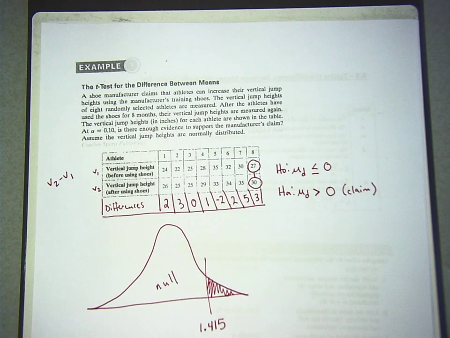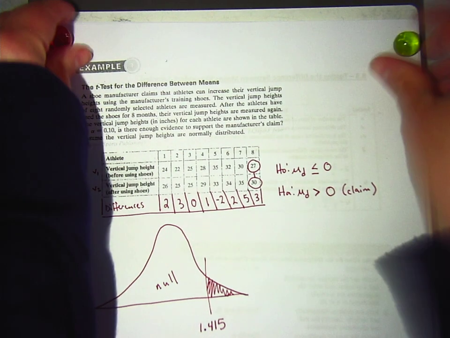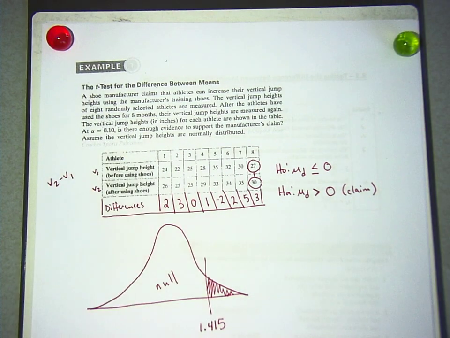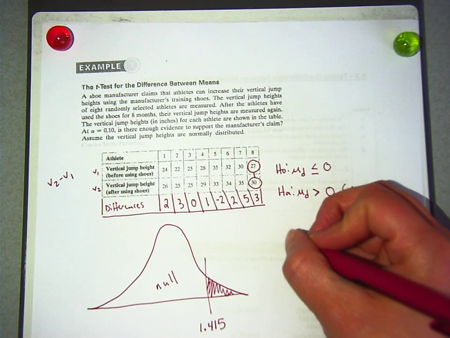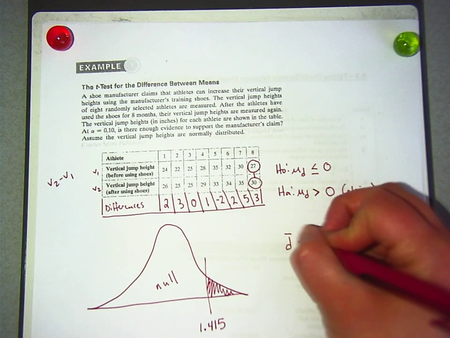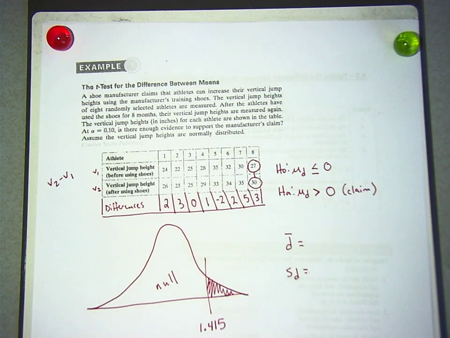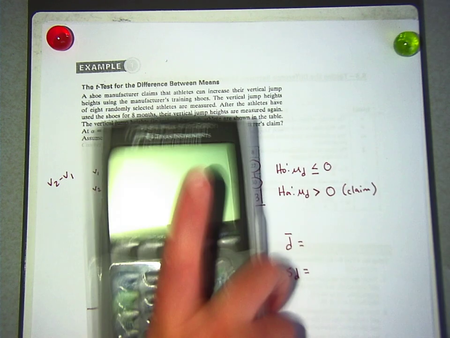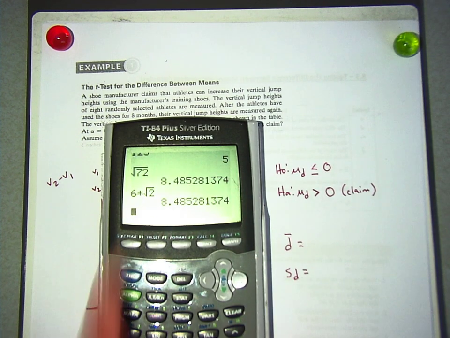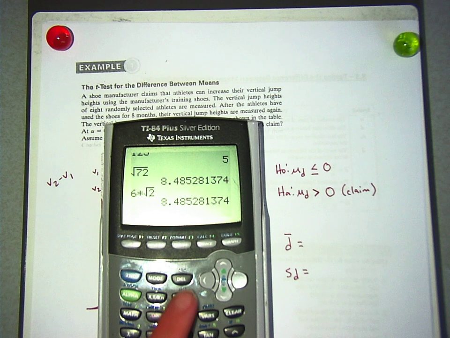which is d bar minus mu sub d divided by the standard deviation of d divided by the square root of n. Now, when they do this in the book, they do it all by hand, and I don't see why we would do that. We do need the mean of the differences, the d bar, and we need the standard deviation of the differences. So here's what I would suggest, having your calculator do it for you, and putting in to stat.